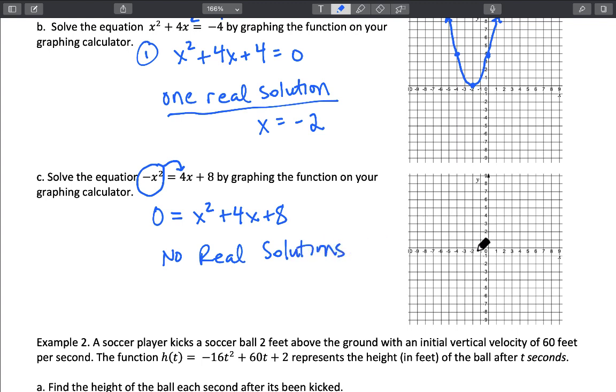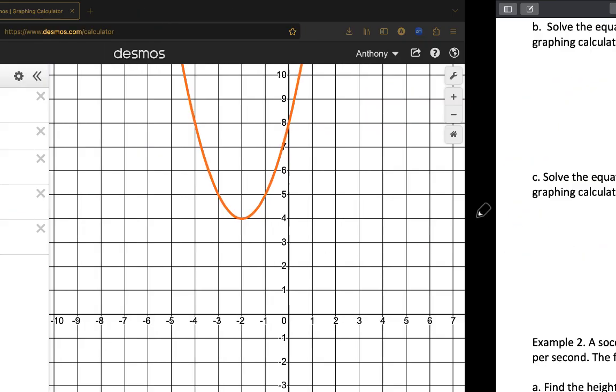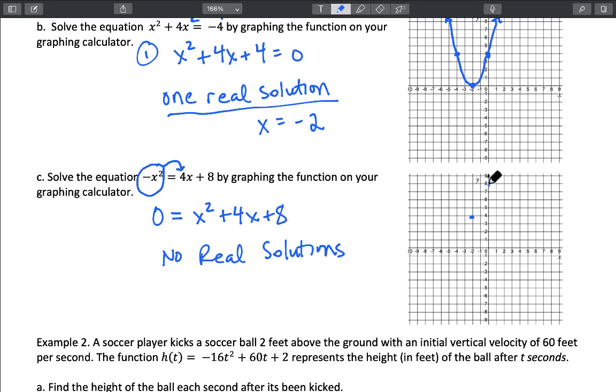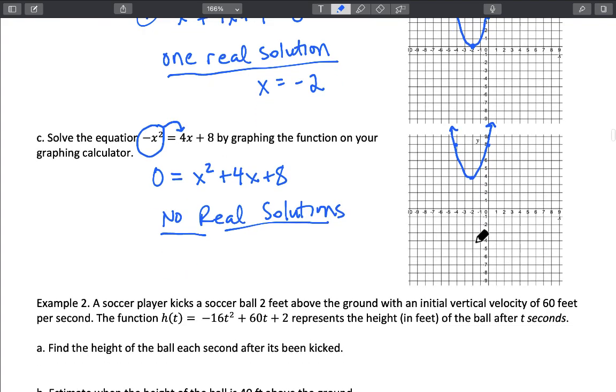All right, no real solutions. If we want to graph that, which we should always graph that. I believe it went through negative 2, 4, and then 0, 8, and then we'll cross over here. So there's enough points to graph our parabola. Nice and classy. So here we have no real solutions because it does not cross that x-axis.